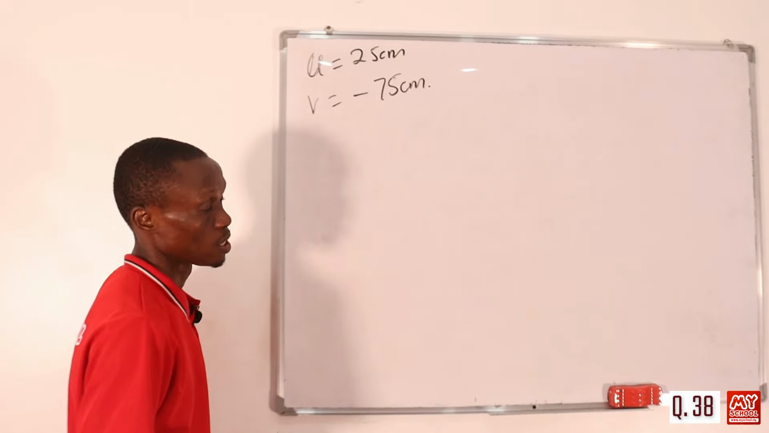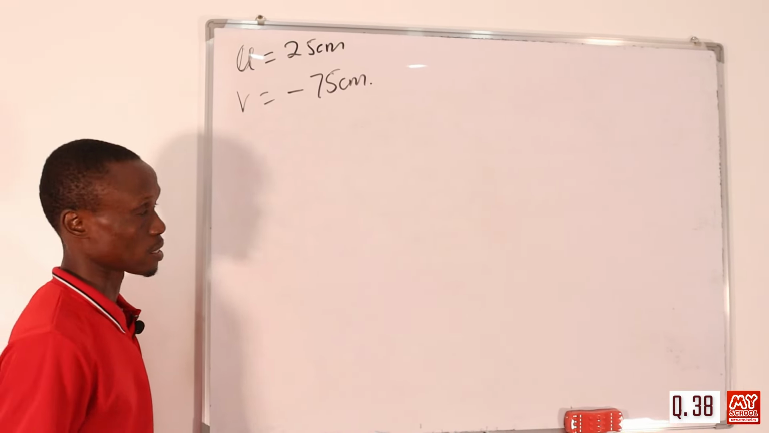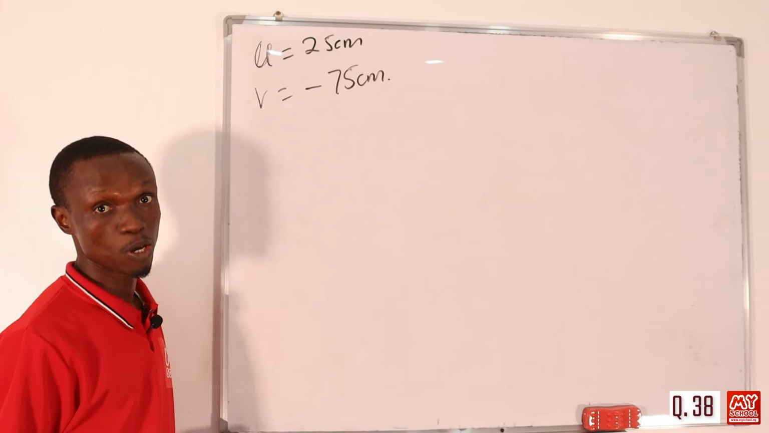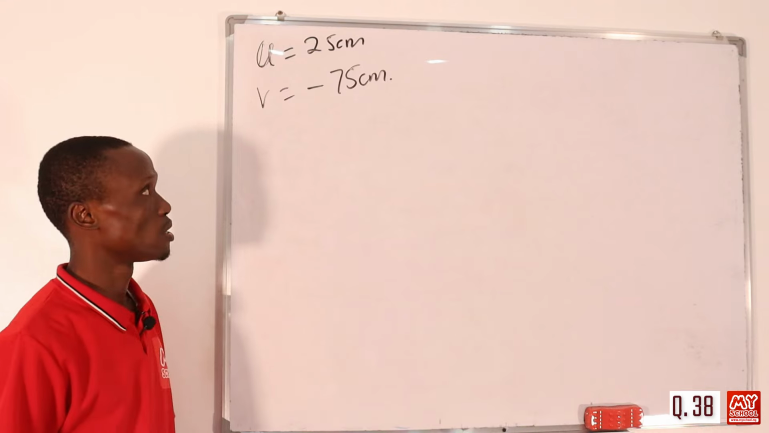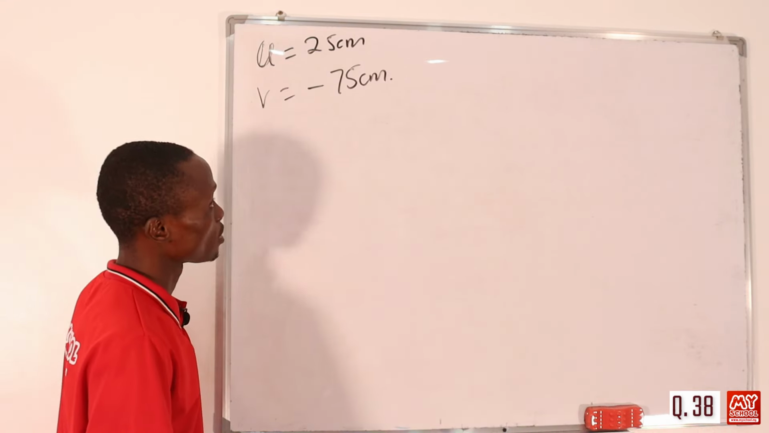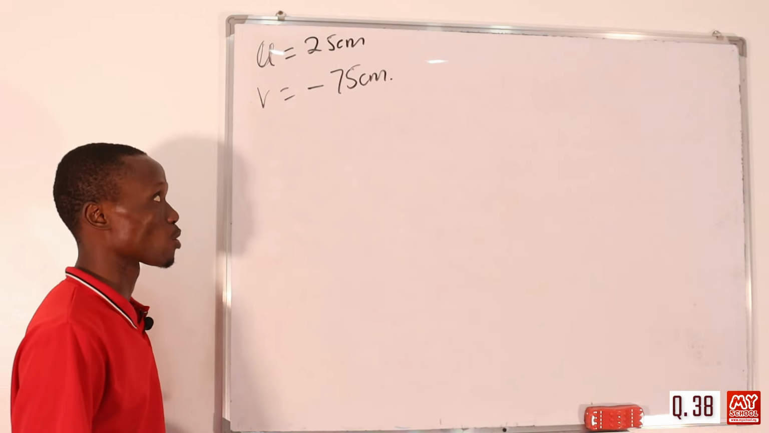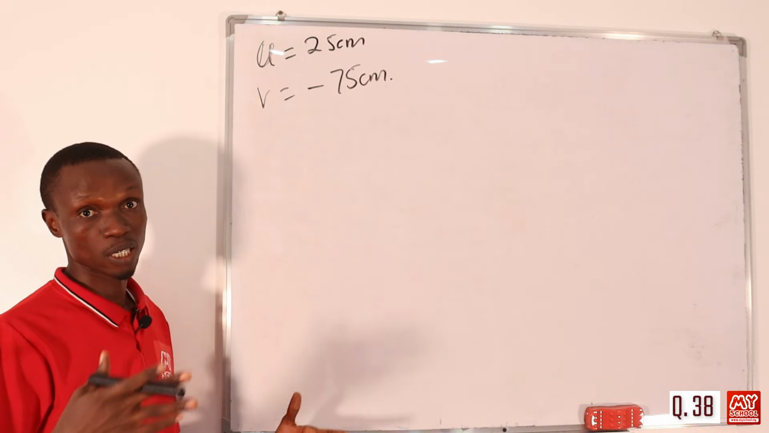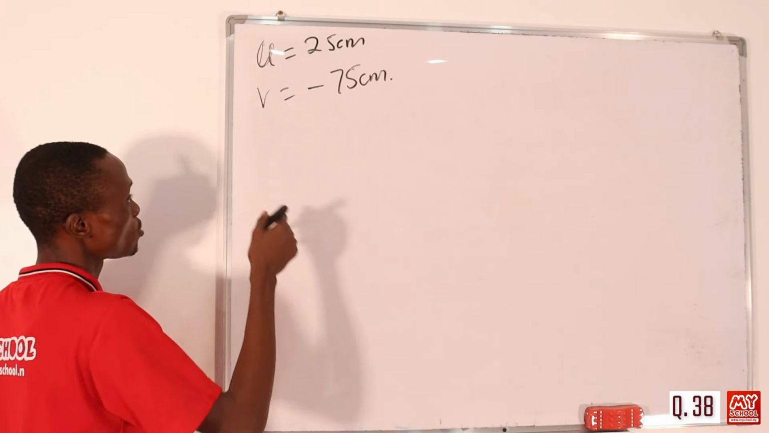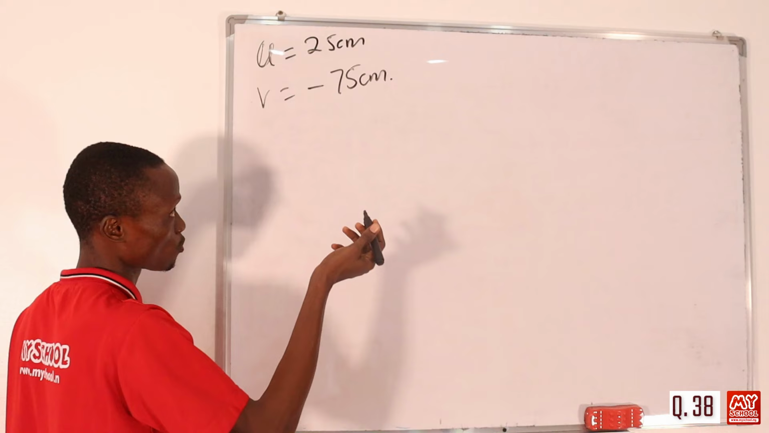So basically, this is a question on lens, but in a lens question, you can as well use the mirror formula. So we are going to be using the mirror formula. Our V is equal to minus 75 centimeters, and the reason is because the image of the object is formed in the same place as the object. So using the mirror formula, we can calculate the focal length.